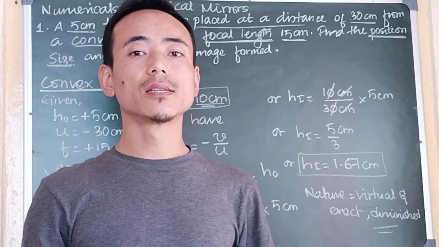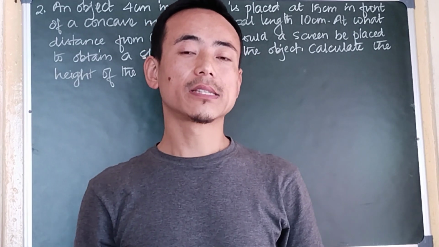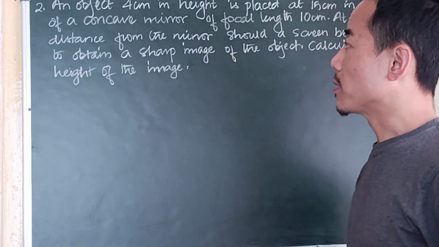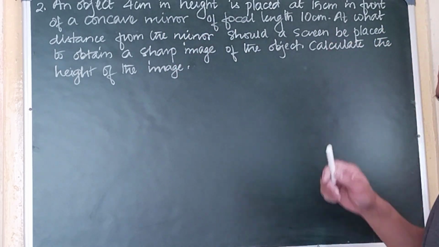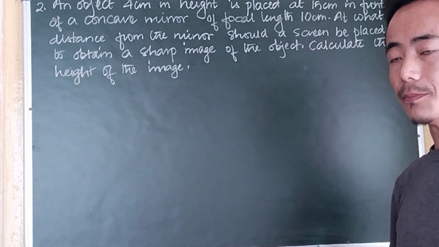Let's solve some other questions as well. Okay, so let's solve the second question here. The question says an object 4 cm in height is placed at 15 cm in front of a concave mirror of focal length 10 cm.